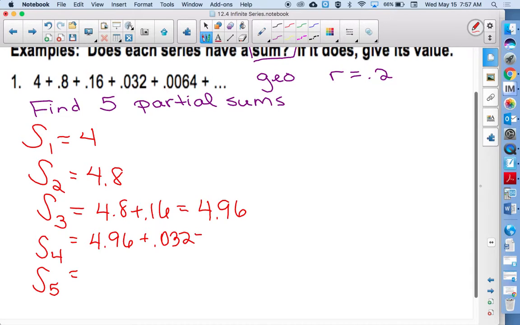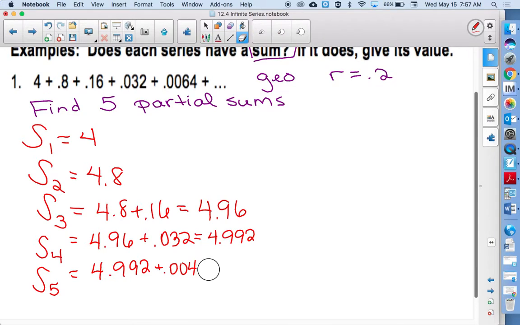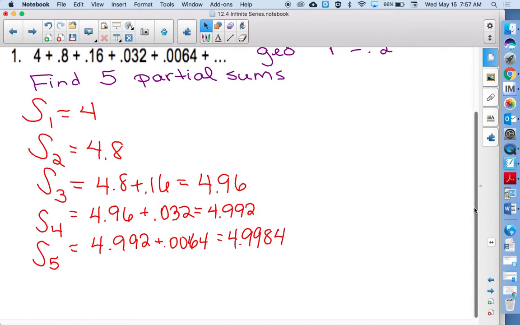So the sum of 4 terms would be, and then taking that number and 0.0064. And that becomes, so those will be the first 5 partial sums.